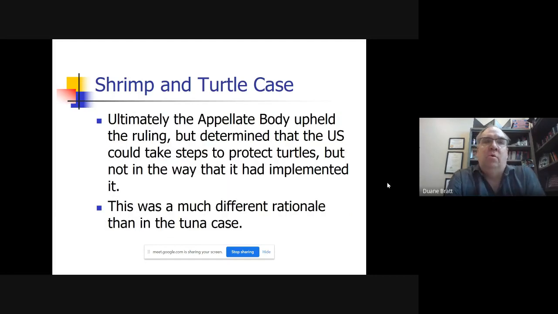Ultimately, the WTO appellate body did uphold the ruling, but it did so in a very different way. It differed in many respects from not only the WTO panel of experts, but also the tuna dolphin case. And it said the US could take steps to protect sea turtles, just not in the way that it had done so. So it criticized not the objective, but the implementation of that objective. That's a very different rationale than in the tuna case, and that's much easier to fix.